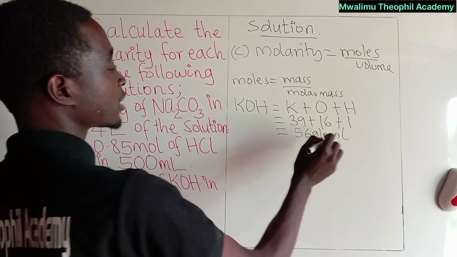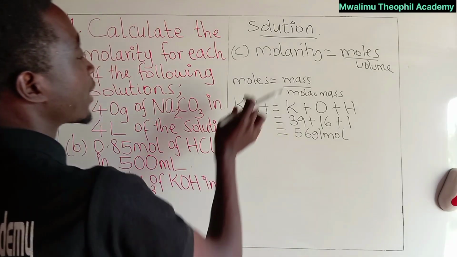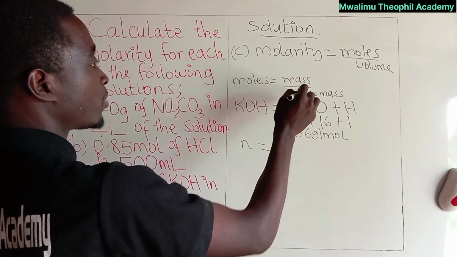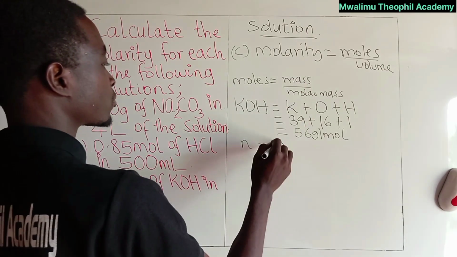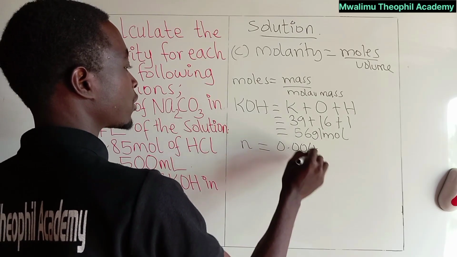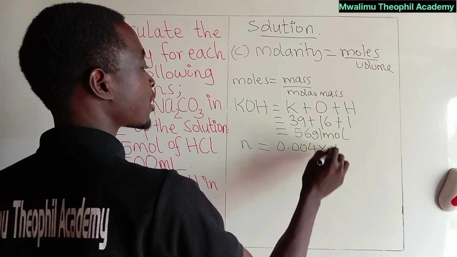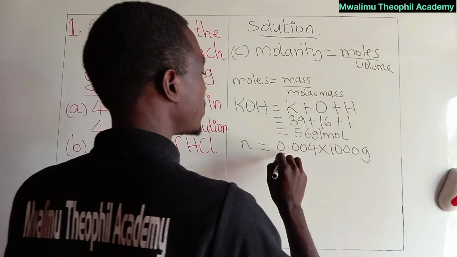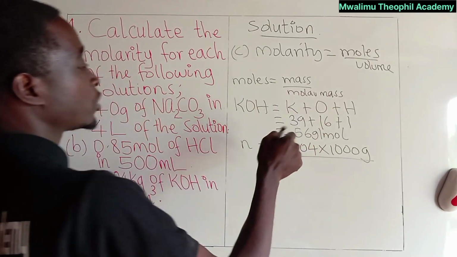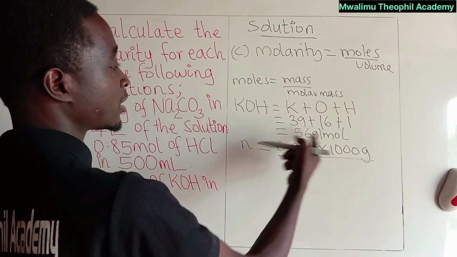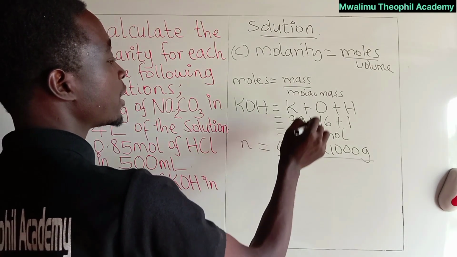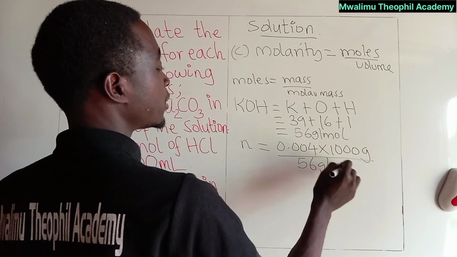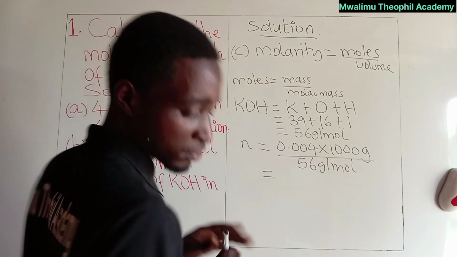After we've obtained the relative molecular mass, now we can calculate the number of moles. Number of moles, as we have said, is equal to mass over molar mass. The mass given is equal to 0.004 kg, but we multiply it by 1000 so as to get the mass in grams. Now we take this mass over the molar mass, which is the relative molecular mass of potassium hydroxide, as we obtained, 56 grams per mole. So let's compute this.